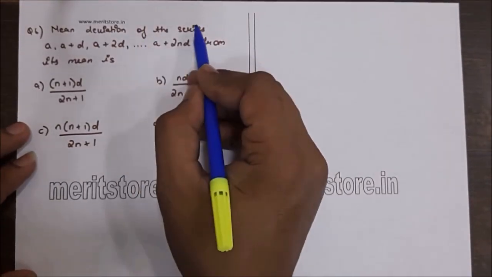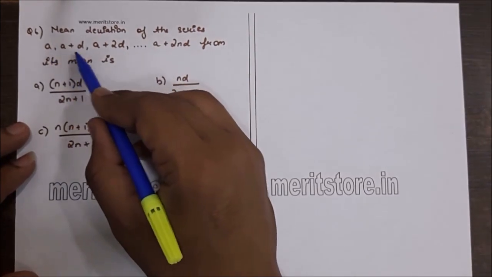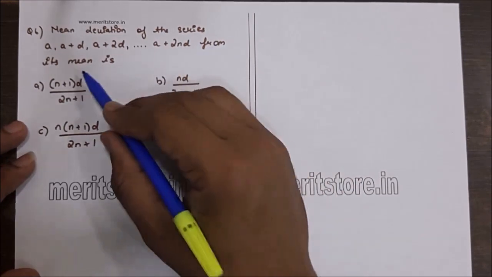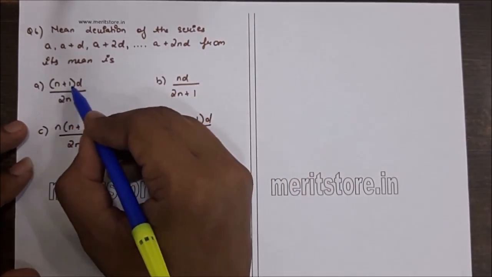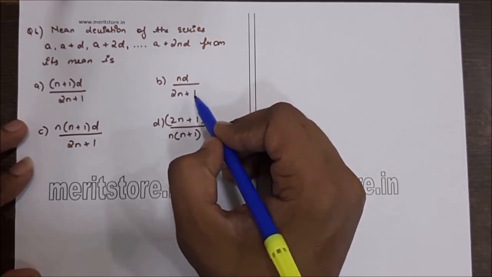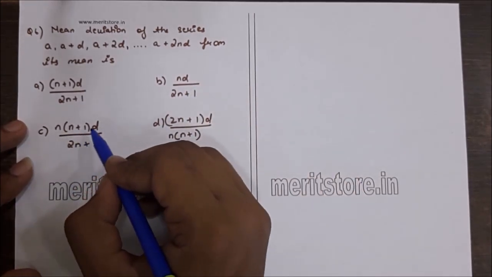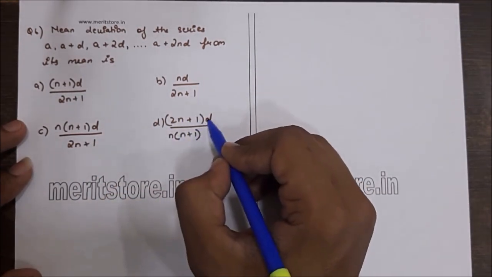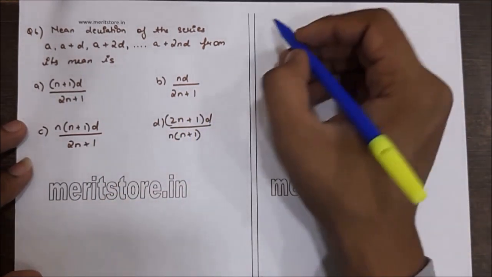Mean deviation of the series a, a plus d, a plus 2d, till a plus 2nd from its mean is: option A n plus 1 d upon 2n plus 1, option B nd upon 2n plus 1, option C n into n plus 1 d upon 2n plus 1, option D 2n plus 1 d upon n plus 1.